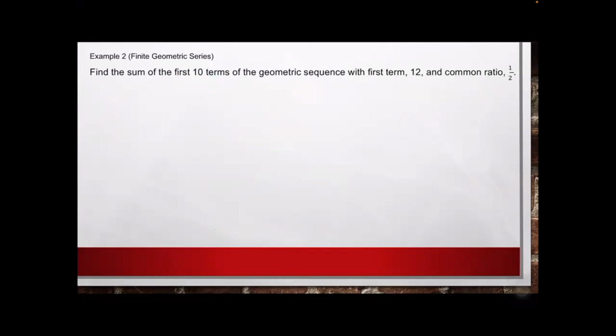Number 2. Find the sum of the first 10 terms of the geometric sequence with the first term 12 and common ratio 1/2. So we no longer need to take the sequence because what we need is already given. The first term, a sub 1, is equal to 12. The common ratio r is 1/2. Then n is equal to 10.